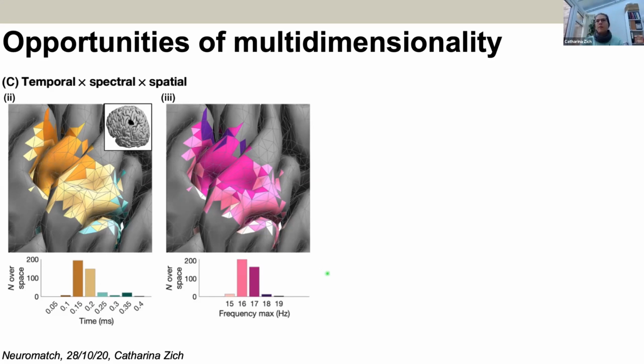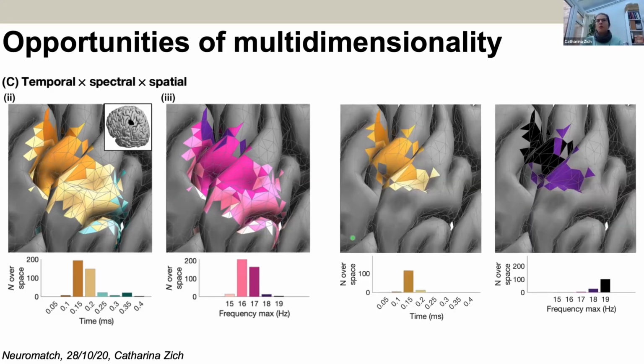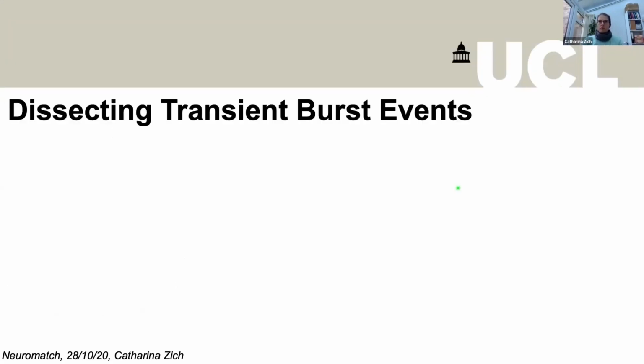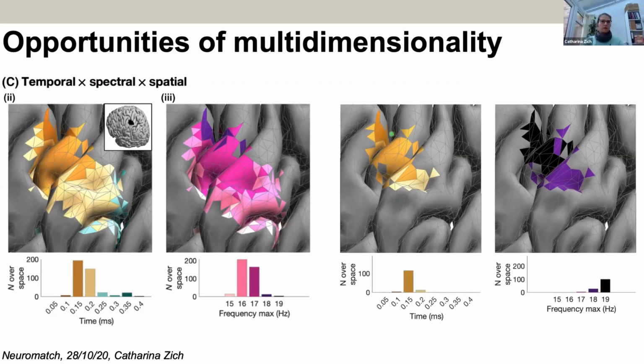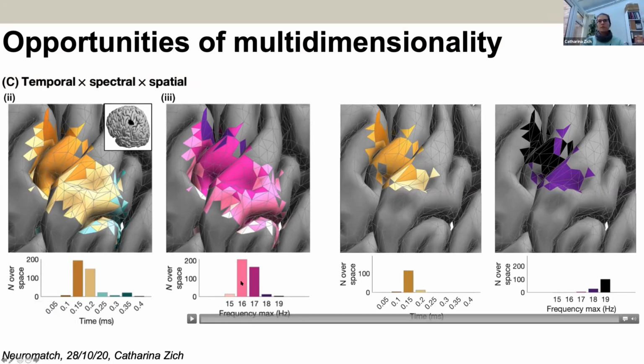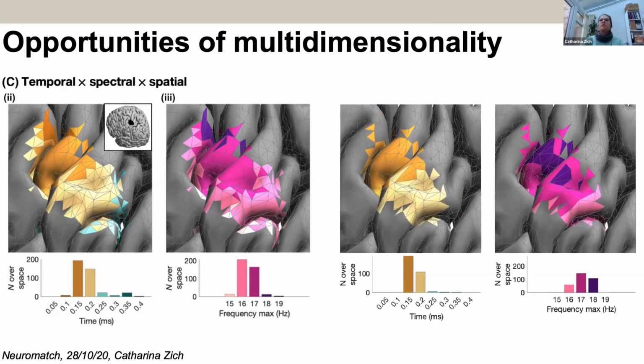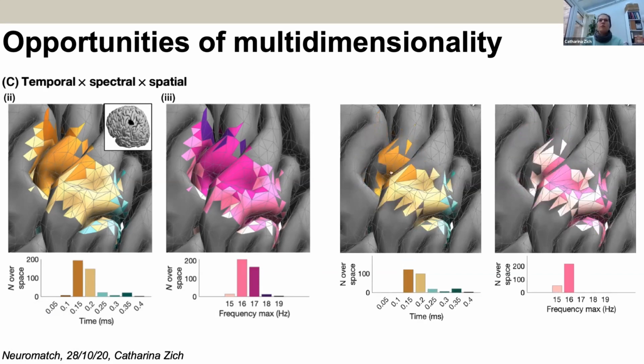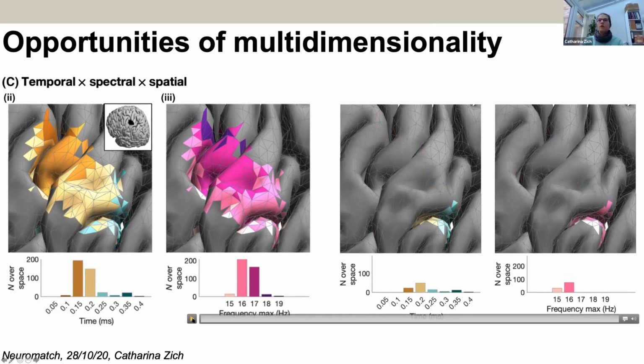But we can also look at this in a dynamic way by looking at this video, where one sample is 50 milliseconds, and we can see how this burst evolves over the cortex and how the other features evolve with the burst in time. Just play one more time.